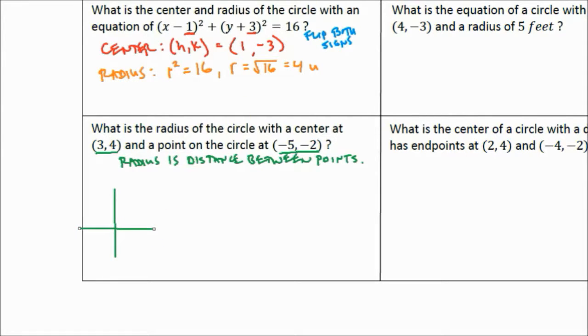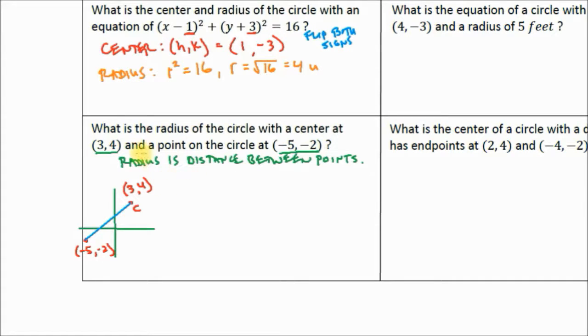I've got basically a coordinate grid, and I'm going to put a point somewhere at (3, 4). I don't know exactly where that's going to be. There's my center of my circle, and then (negative 5, negative 2) is somewhere over here. Then you should be able to see that the distance between these 2 points is actually the radius of our circle. And that's the point I was getting at.